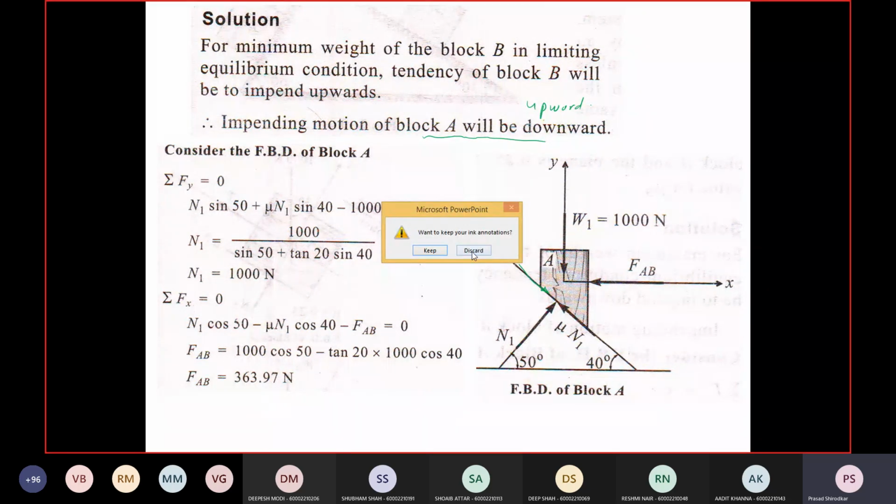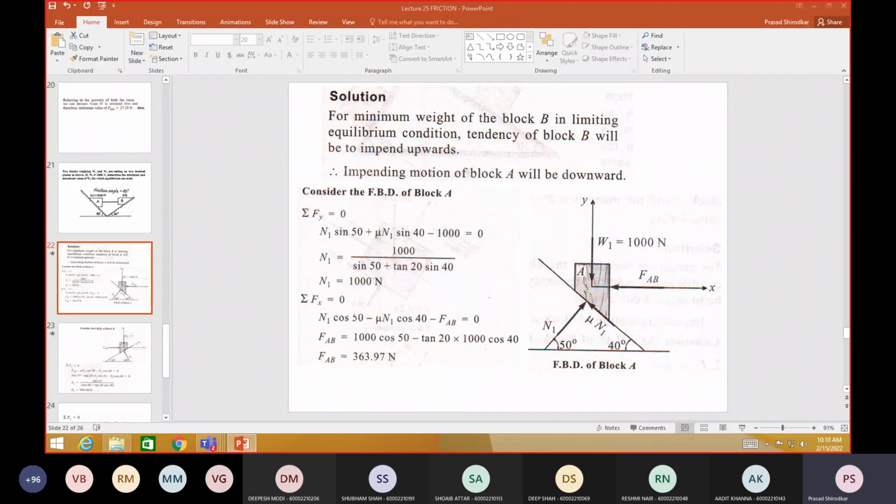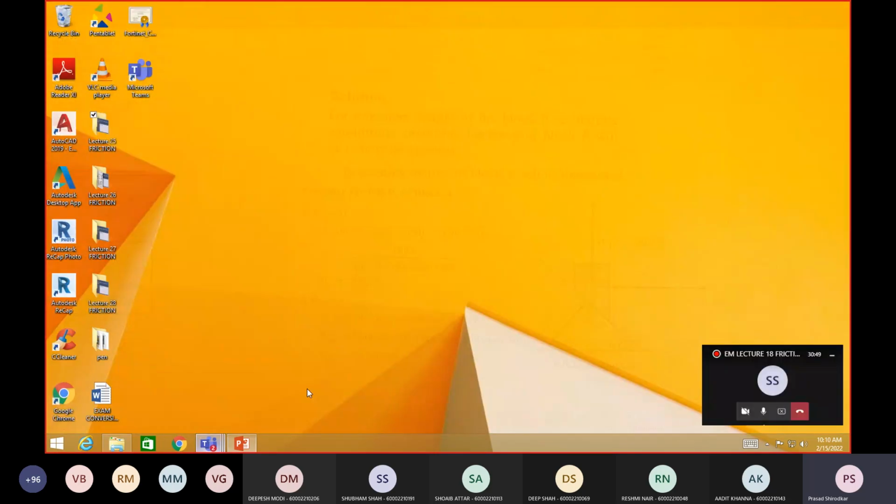Combination of movement of all. Whereas for, you can go to the next lecture.